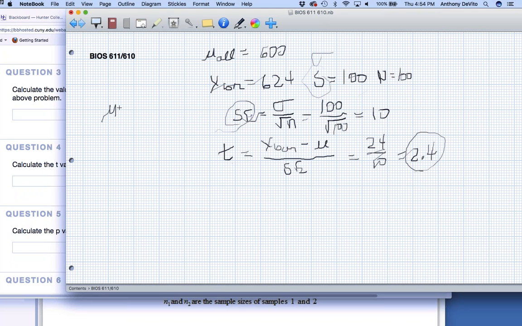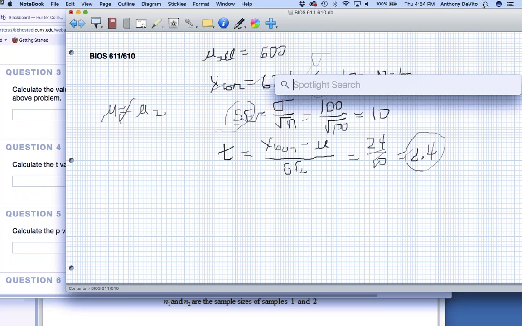Now we have to decide, is that t-score big enough for us to say that mu1 does not equal mu2? What determines how big the t-score has to be to do that? It's going to be the sample size, the degrees of freedom. So let's get up our table, the t-table.